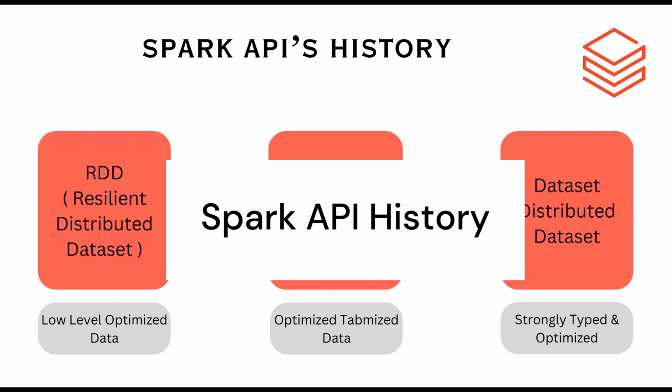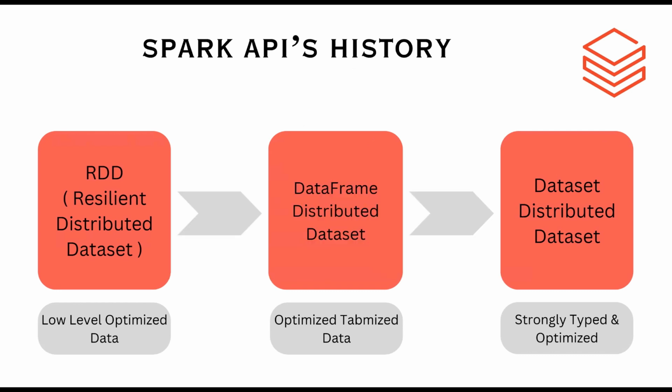So Apache Spark APIs have evolved over time to make big data processing more efficient and user friendly. So the first evolution is RDDs, which is nothing but Resilient Distributed Datasets. These were the first APIs introduced in Spark. They provided a low level, fault tolerant and distributed way to process the data. However, these RDDs require developers to write complex and verbose code, which makes it harder to optimize the performance.